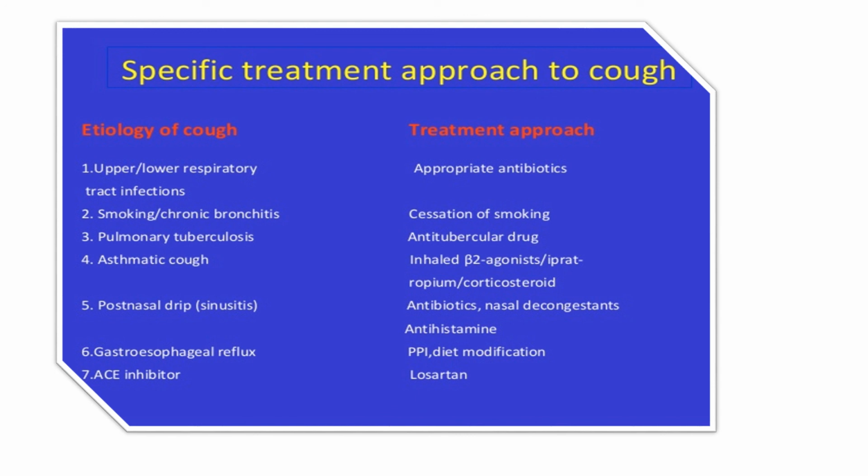Gastroesophageal reflux, here you should give proton pump inhibitors and diet modification, and those drugs which cause cough like ACE inhibitors should be changed and replaced with ARBs, that is, losartan and others.